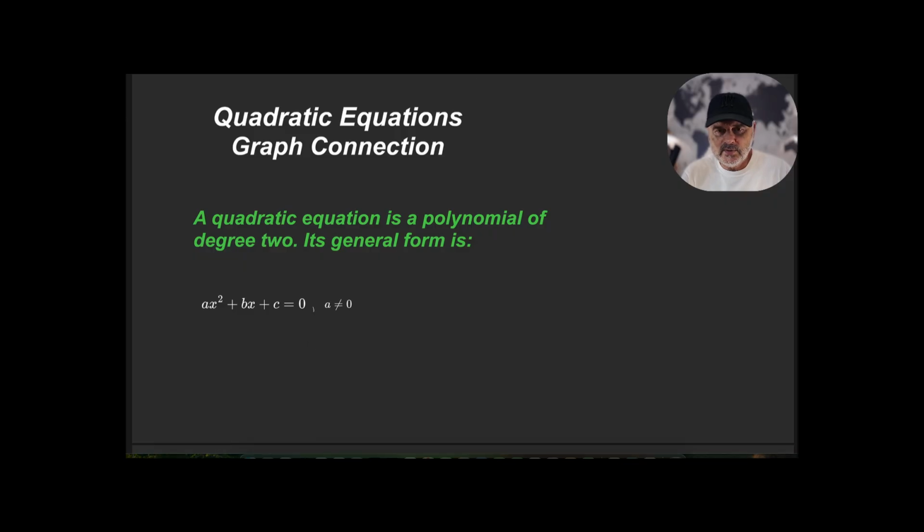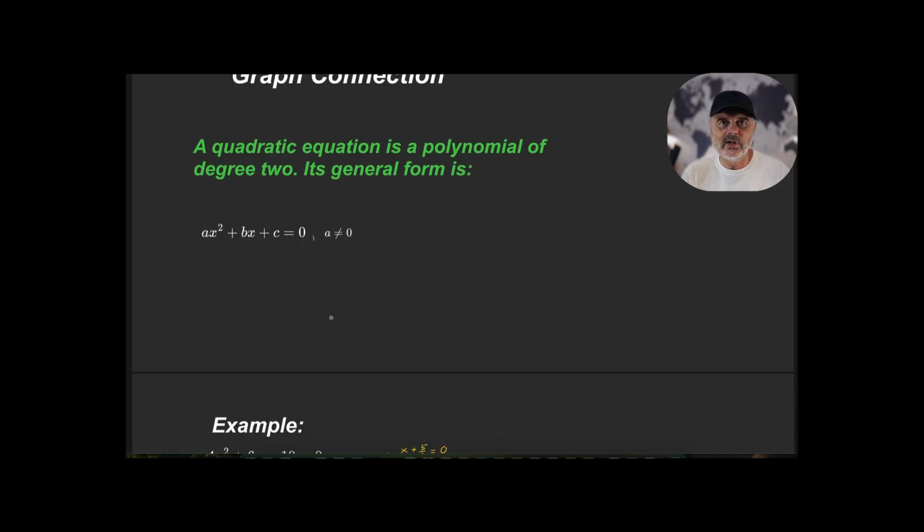So you have it. Where's my magic pen? Right here. So this is very, very important. Every time you have the equation, you must have x to the power of 2 in order for it to be considered quadratic. So you already know that.